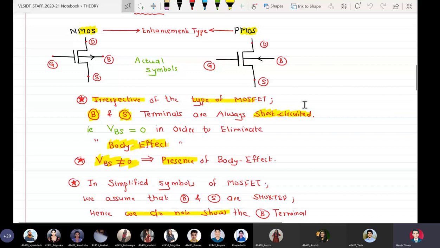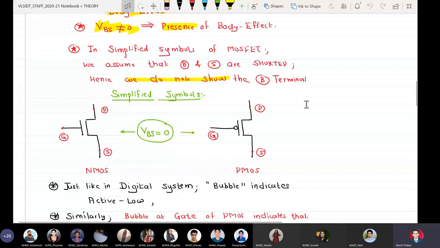We told that if the presence of an arrow in the symbol is confusing, a simplified way of representing NMOS and PMOS is: for NMOS, don't show a bubble at the gate terminal, and for a PMOS, you show a bubble at the gate terminal. And we told that, just like in digital systems, a bubble indicates active low.